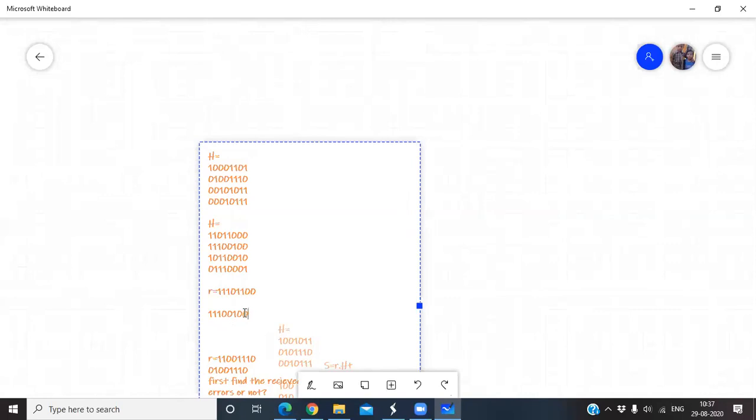Now what happens here? In this case, first message bits 1110, then check bits 0100. In the other case, first check bits 0100, then 1110 is the message bits. Both are same or not? Yes, sir. Okay. Now clear about this?